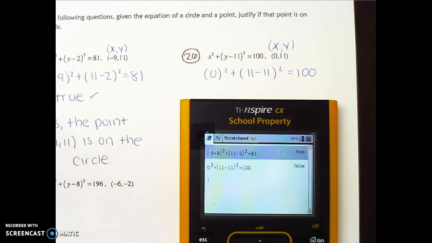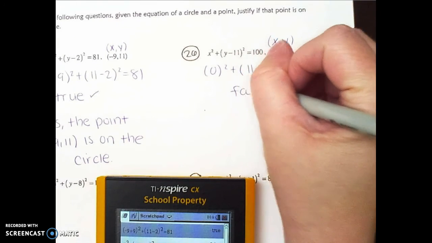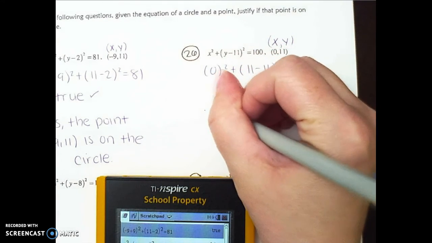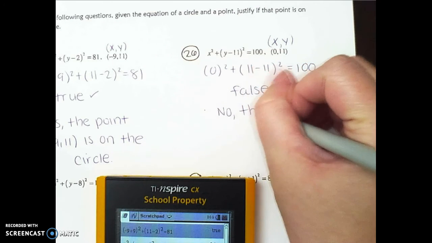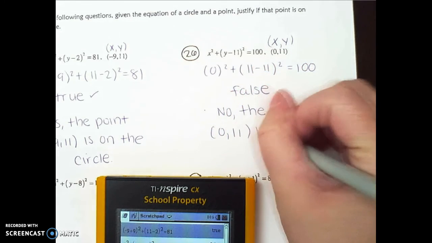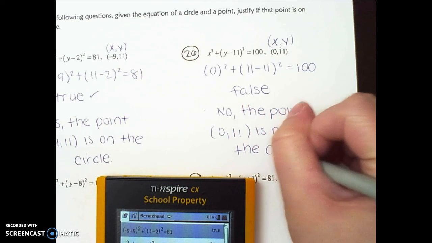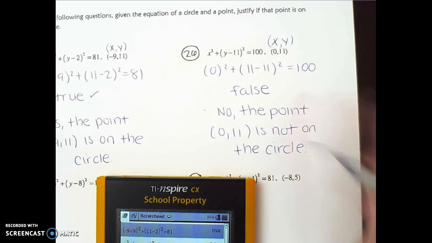Okay, and this one is false. So I'm going to go ahead and write false on my paper. So this tells me that no, the point (0, 11) is not on the circle. And that's it.